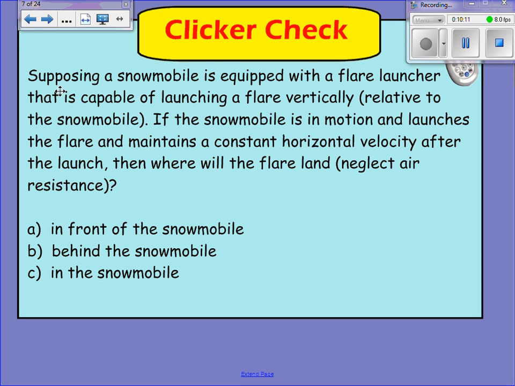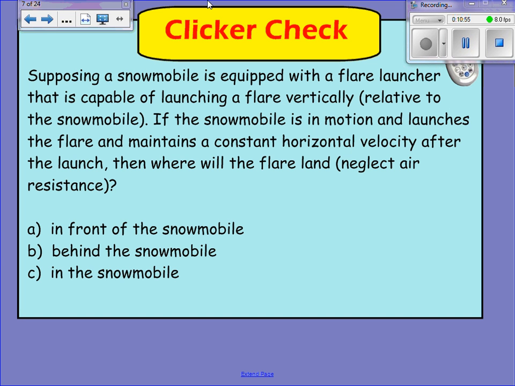All right, let's go ahead and do a few checks with this idea before we end the video. Let's read this problem here. Supposing a snowmobile is equipped with a flare launcher that is capable of launching a flare vertically relative to the snowmobile. So imagine you're driving a snowmobile at a constant velocity, and at some time you hit a button or trigger something that launches a flare from your snowmobile vertically in the air. If the snowmobile is in motion and launches the flare and maintains a constant horizontal velocity after the launch, so you don't speed up or slow down during any of this, where will the flare land, assuming, of course, we are neglecting air resistance? Will the flare land in front of the snowmobile, behind the snowmobile, or in the snowmobile?